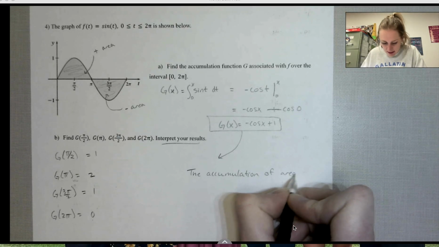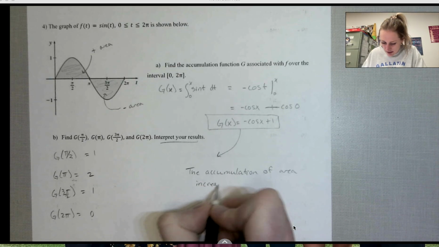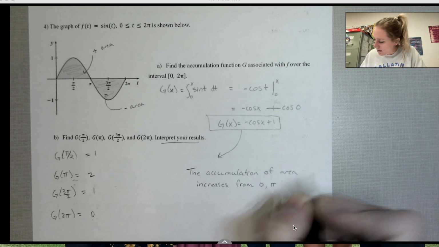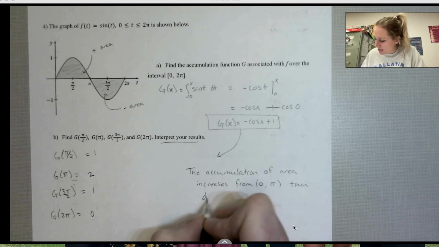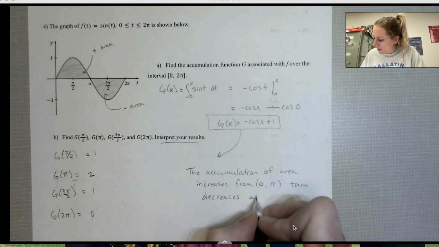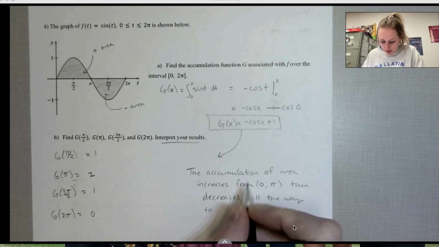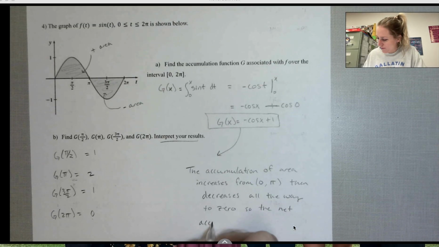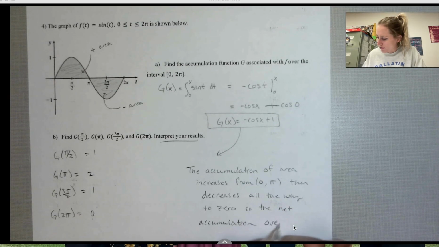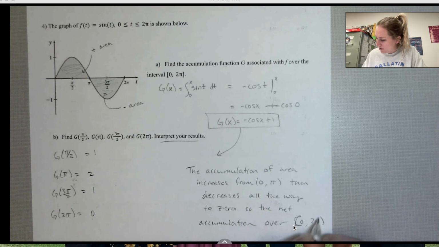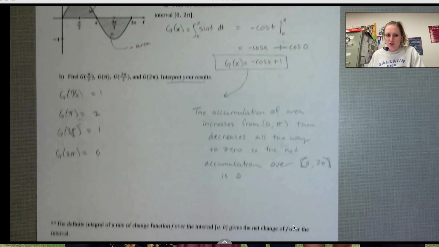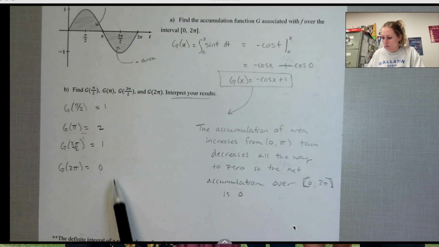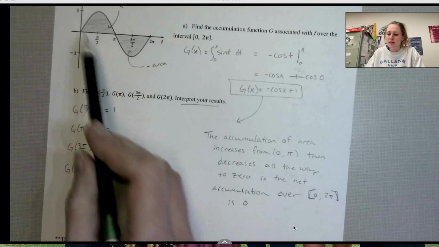So I'm just going to say the accumulation of area increases, and I'm going to say from 0 to pi. Then decreases all the way to 0. So the net accumulation over our interval, I guess I'll do that, is 0. So again, the net is just our net change, right? Okay, so again, the positive area and negative area are going to cancel, which is why I'm left with 0. It was positive and increasing here because we only had positive area, okay?